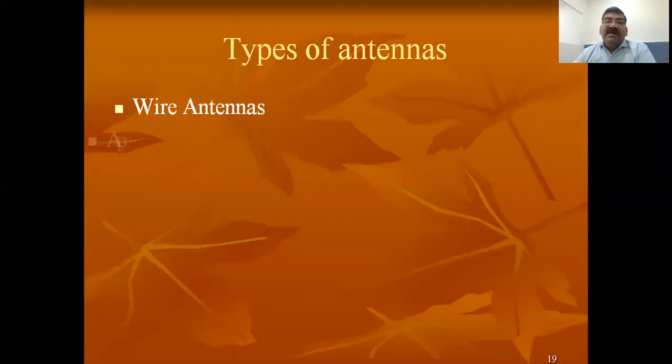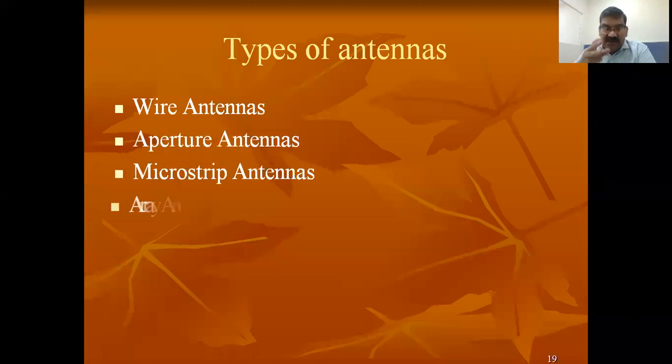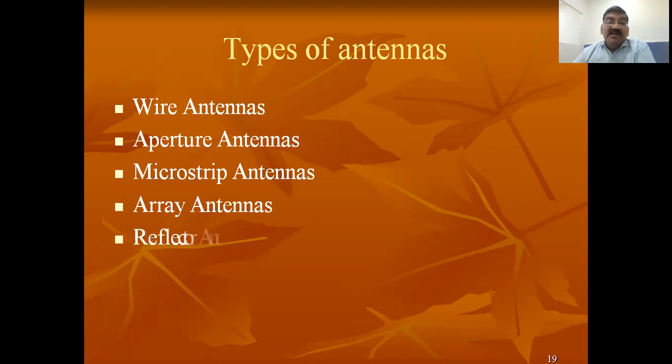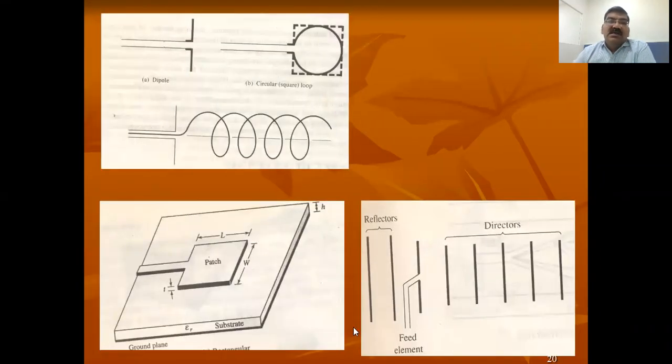Then the wire antennas, then aperture antenna, microstrip antenna. These are again the types. Then array antenna, then reflector antenna, then lens antenna. So these are again the types of the various antennas. Based on this they can be bifurcated. So this is the basic thing. So this is what the antenna picture is.